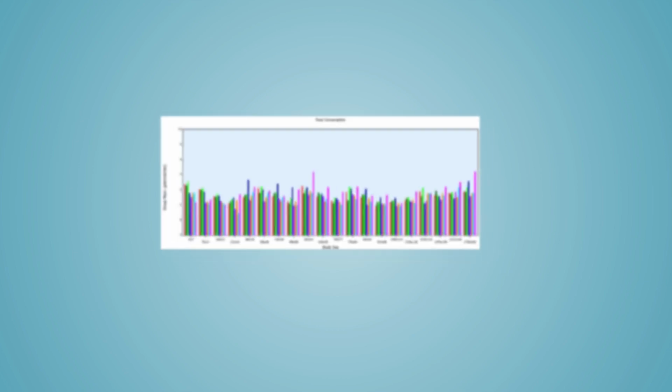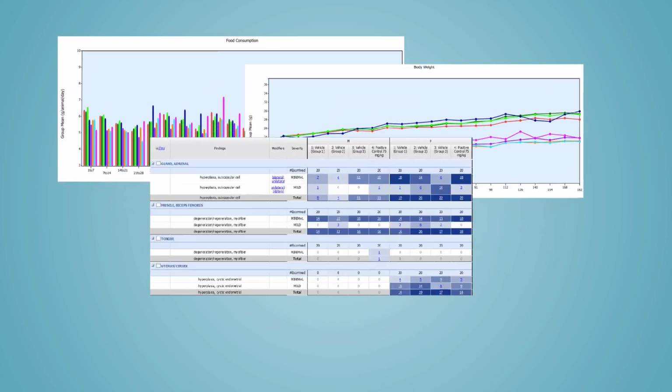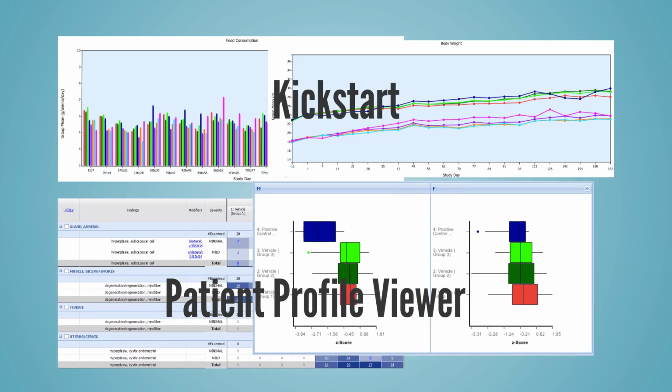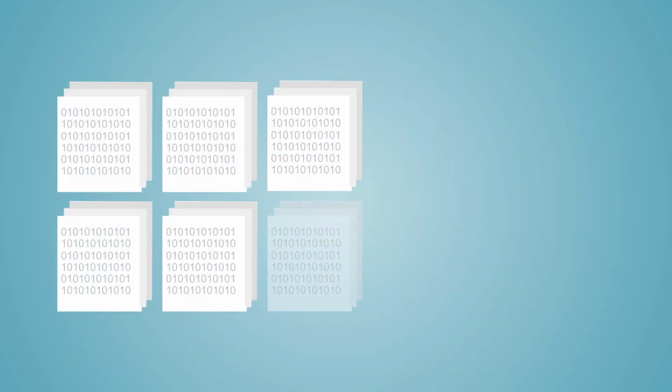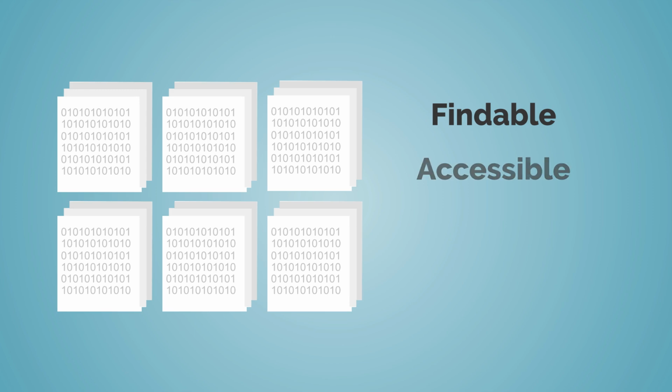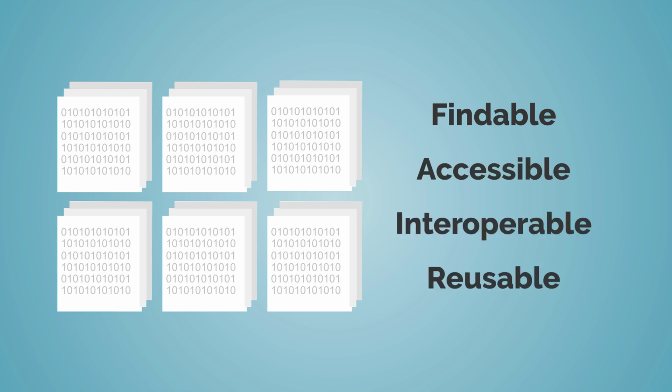Fast forward to today, where regulators are actively using tools that facilitate and improve the regulatory review process. Standardizing data makes it possible to realize data's full potential, allowing it to become findable, accessible, interoperable, and reusable, as well as being fit for use.